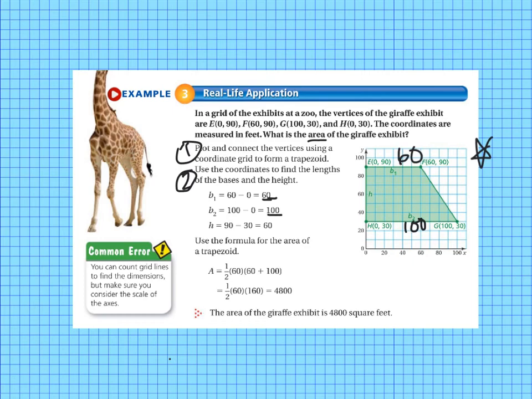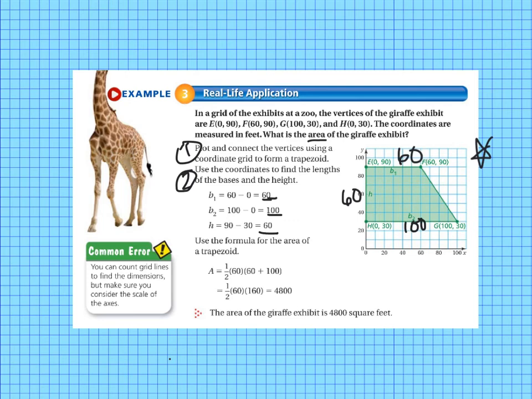The height is going to be going the other direction. So if we look at points E and H, we can see that the x coordinates are the same, so we're going to subtract the y coordinates. 90 minus 30 is 60, so that's our height.